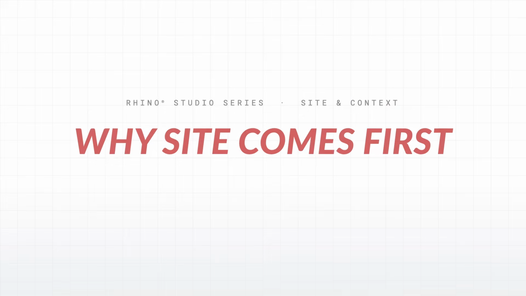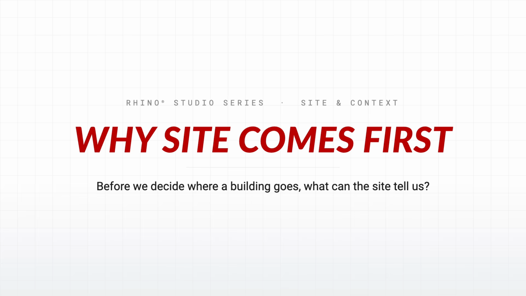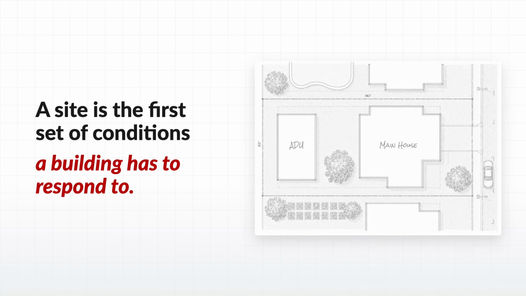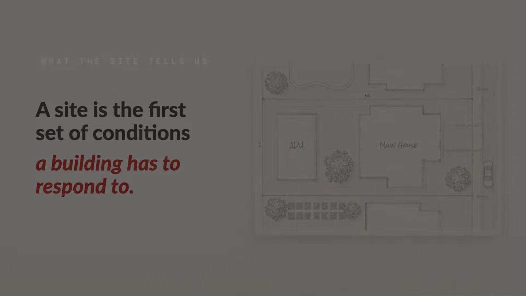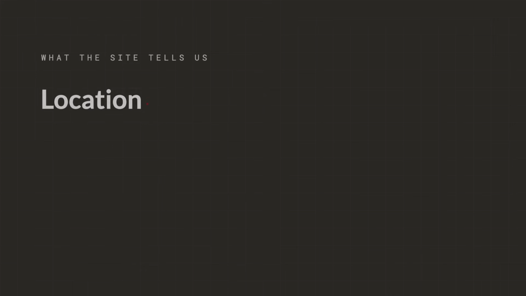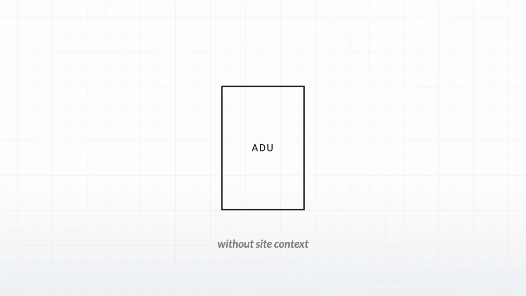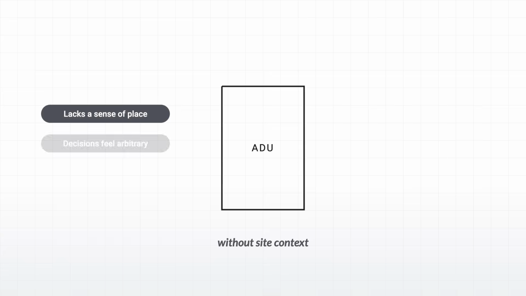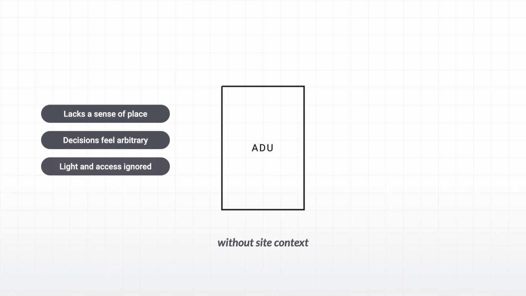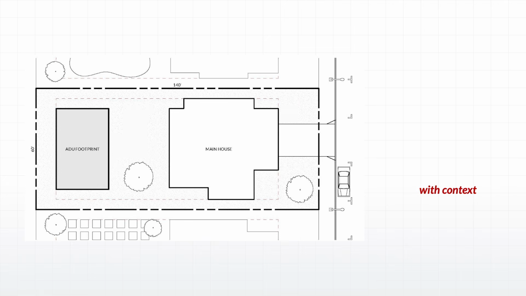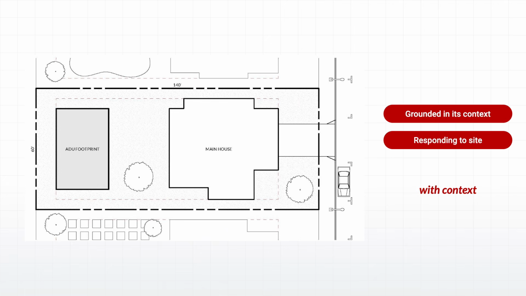But before we decide where a building goes, what can the site tell us? A site is the first set of conditions a building has to respond to. It defines the project's location, access, orientation, and constraints. Without site context, the project lacks a sense of place. Decisions feel arbitrary, and light and access get ignored. With context, the project becomes grounded, responds to its surroundings, and lets the site inform the design.